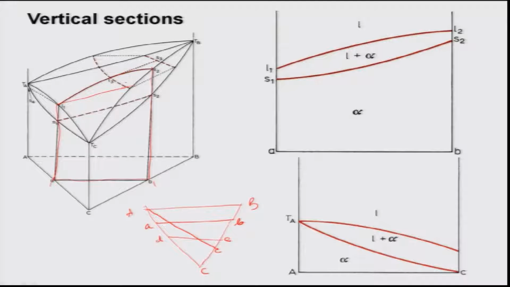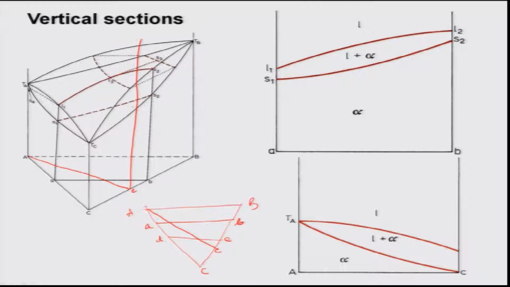So, another section we can draw is along AC. A is on one end of the composition triangle, the Gibbs triangle, and C is like that. Let me erase this part so that you can see it nicely. The way it is drawn is that I can take a vertical section like this. If I draw a vertical section like that, it is again a rectangle, obviously.